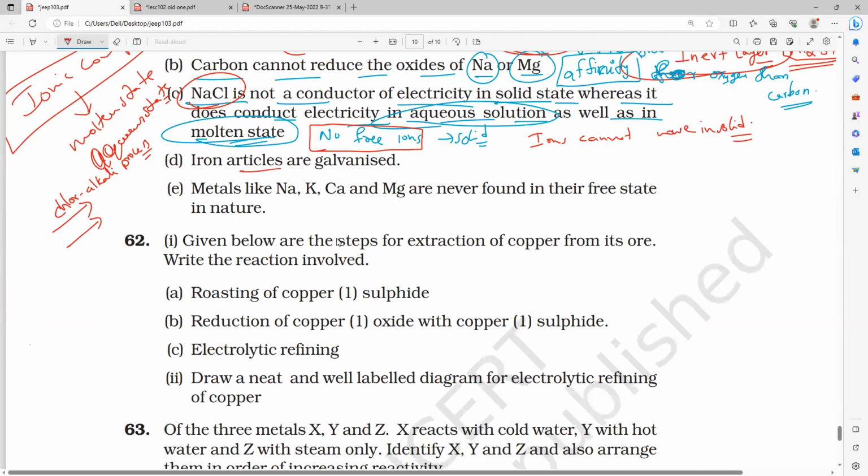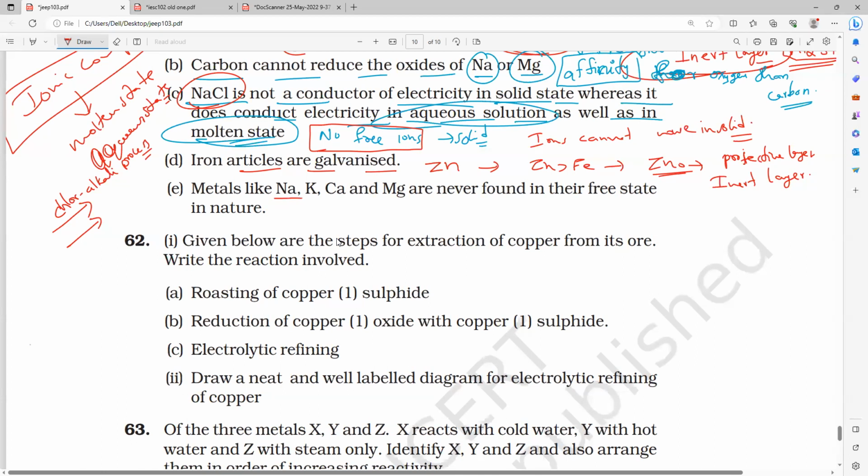Next, iron particles are galvanized. Why? Because zinc will form a coating. In galvanization, we are using molten zinc. Zinc is more reactive than iron, but zinc will form a protective layer. What is that? Zinc oxide, which is an inert layer. That is why it will be coated.